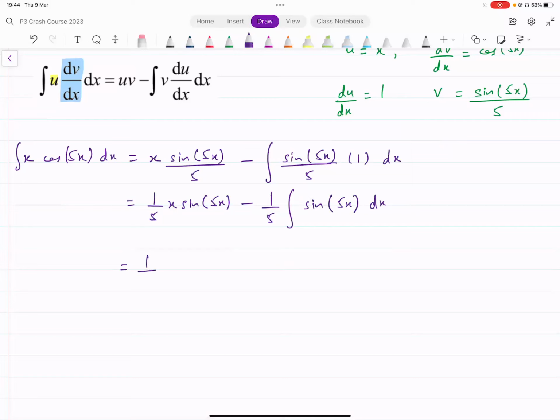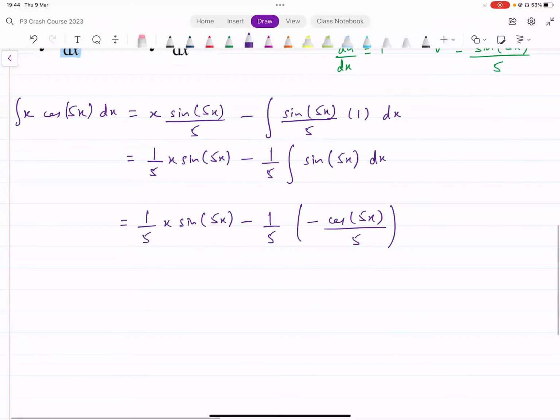Let's integrate that part now. 1 over 5 into x into sine of 5x. We have minus 1 over 5 here. What's the integral of sine 5x? Integral of sine is minus cos. So it becomes minus cos of 5x. And then you divide by the derivative of this part, which is 5.